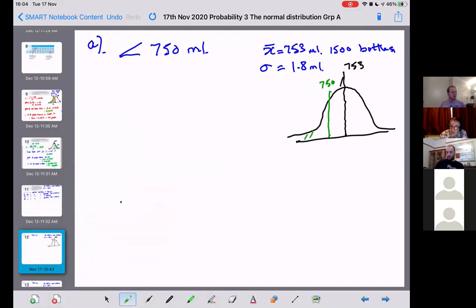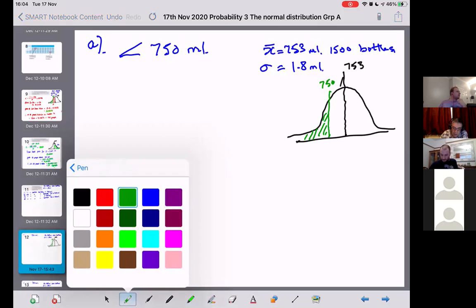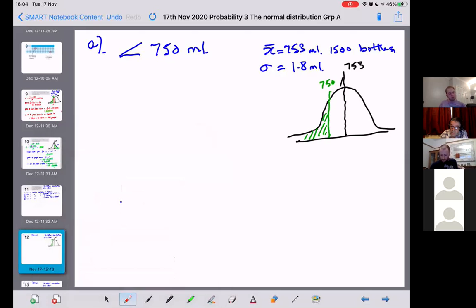So we're looking at this green area down here. If you're doing a sketch, that's what you should have. So what we're going to find using the Z value is the red area. And then we'll take that away from 0.5 to get our answer.